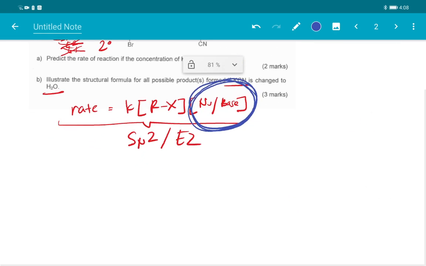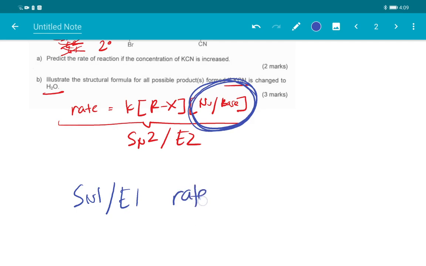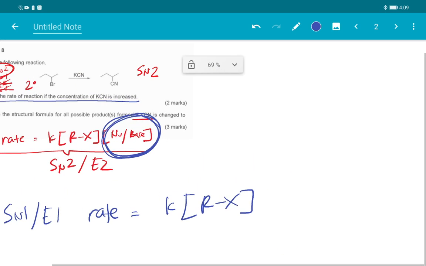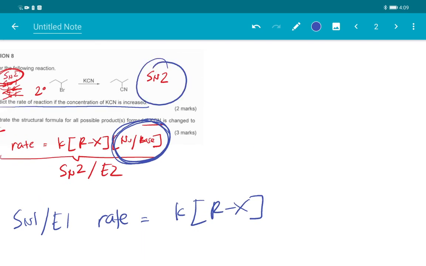Unlike SN1 and also E1, the rate for SN1 or E1 is given by k[RX] only. It is only affected by the type of alkyl halide, because they do not need a strong nucleophile or base. So this is the difference between these two. Therefore, if the question asks to predict the rate of reaction if the concentration of KCN is increased, we know that this reaction was SN2, so the rate for the reaction can be written like this.